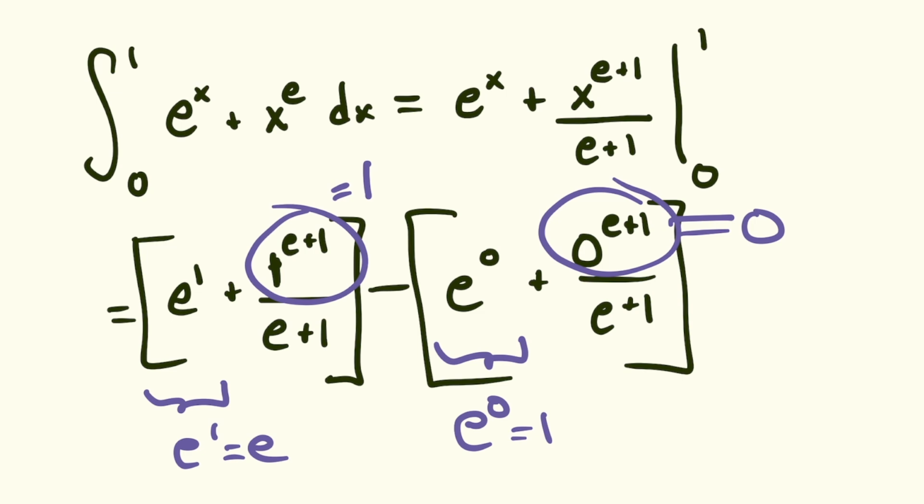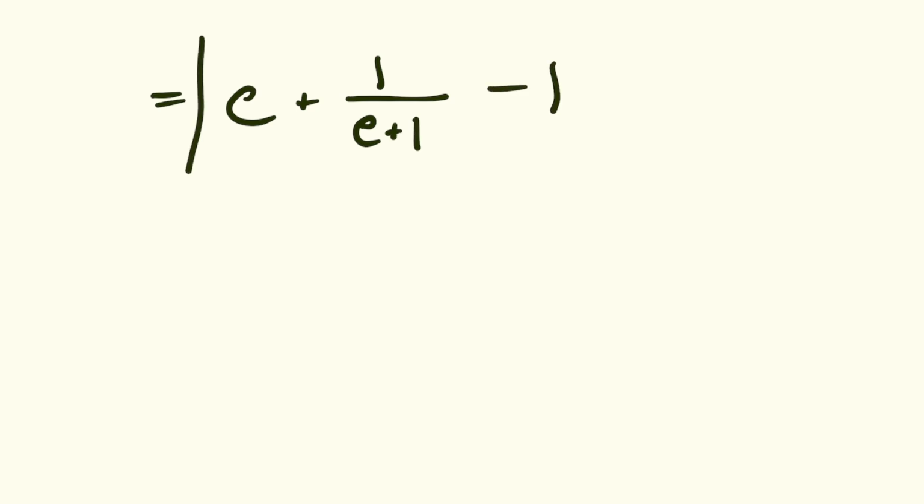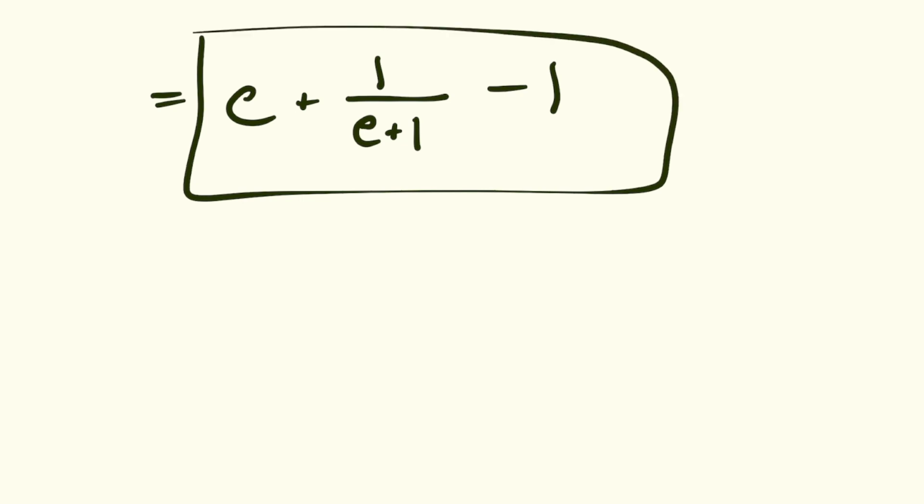So when we put this all together, this is going to give us e plus 1 over e plus 1, and then subtract 1. And there is our nice and beautiful solution.